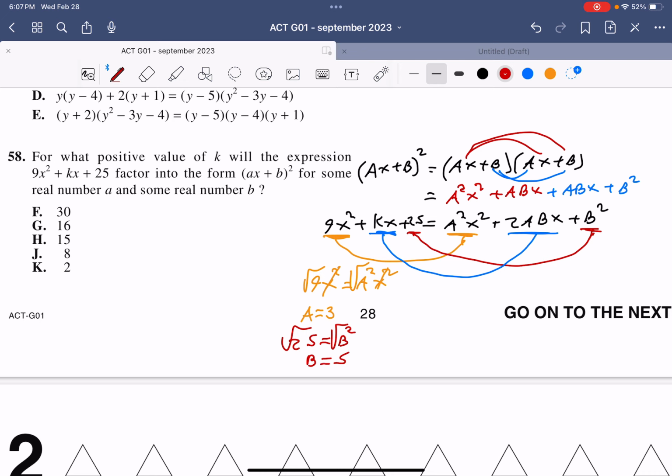And then now we're looking for kx. So in the blue here, kx is equal to 2 times a times b times x, and we just found a and b, so we can rewrite it. So kx is equal to 2 times a, which is 3, times b, which is 5, times x. So we can cross the x's out on both sides, and we can see here that k is equal to 2 times 3, which is 6, times 5, which is 30. So our answer for this one is going to be F.